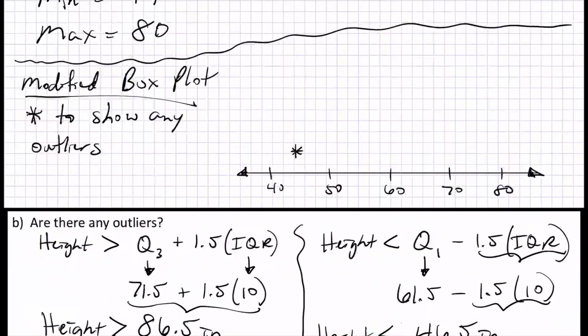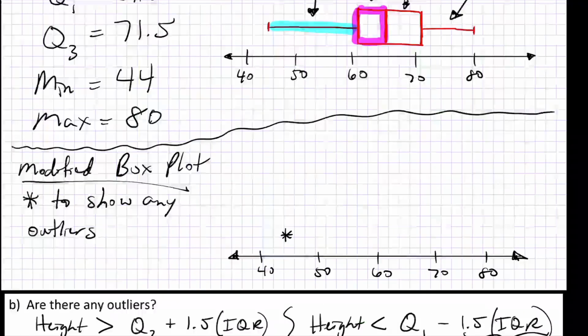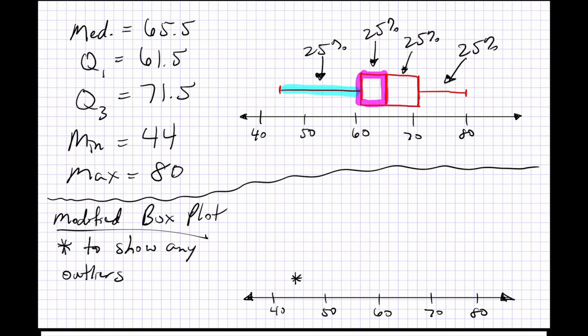Okay, so let's go back real quick. So I got a star there. Everything else stays the same except for the star. The median is still 65.5. Q1 is still 61.5. Q3 is still 71.5. That's still the box. 80 is still out to here.